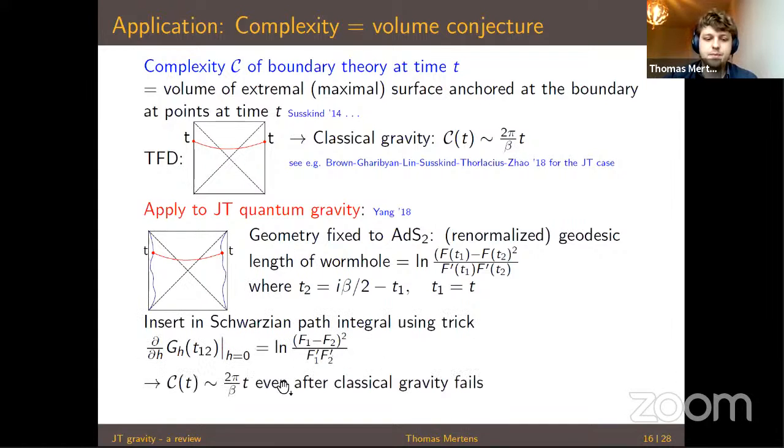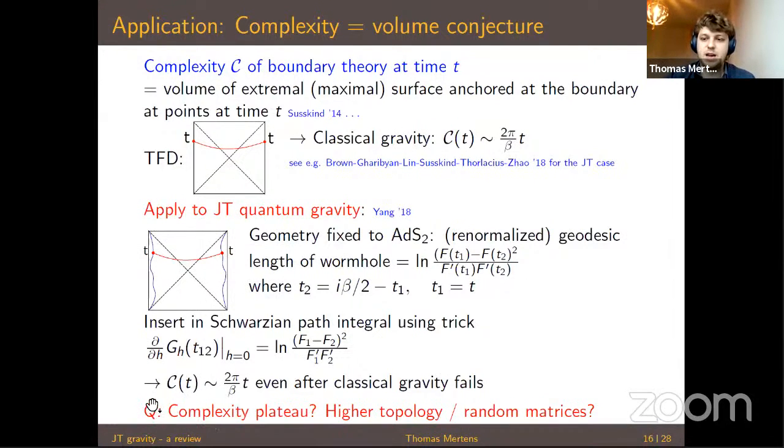Using some trick, what you find after you do the calculation is that the complexity increases in exactly the same way at late times, even after classical gravity fails. So this is already including quantum gravity, and the complexity still increases linearly. So this is an extension of the classical regime here.